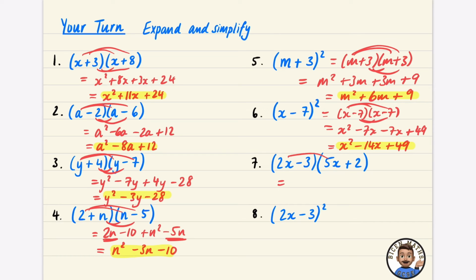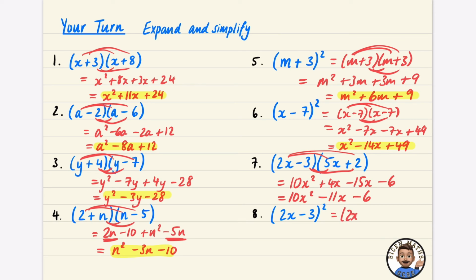Okay, 2x times 5x is 10x squared. 2x times 2 is 4x. Minus 3 times 5x is minus 15x. And then minus 3 times 2 is minus 6. So I'll leave the 10x squared, but 4 take away 15 is minus 11. So I get 10x squared minus 11x minus 6.